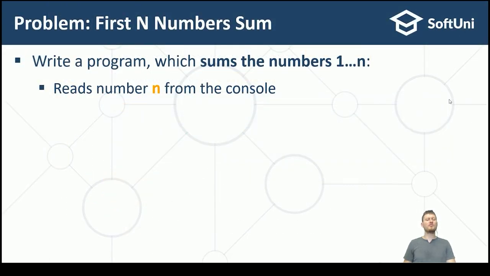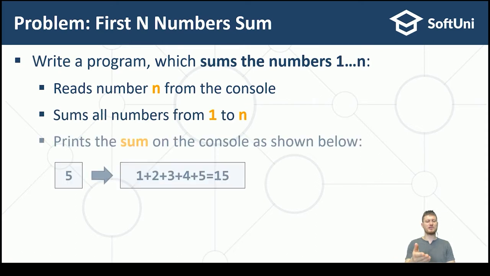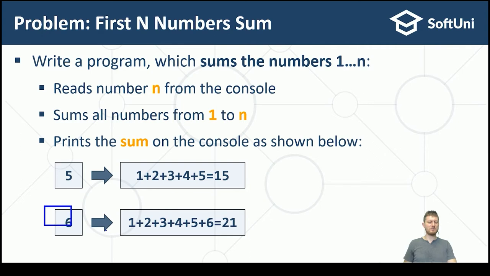Okay, so let's solve a simple problem. It's called first n numbers sum. It's about writing a program which sums the numbers from 1 to n and prints the current result at each step of this process. So it reads a number n and sums all numbers from 1 to n and prints something like, for 5, it says 1 plus 2 plus 3 plus 4 plus 5 equals 15. So if we enter as input 6, the result will be 1 plus 2 plus 3 plus 4 plus 5 plus 6 equals 21, the sum.